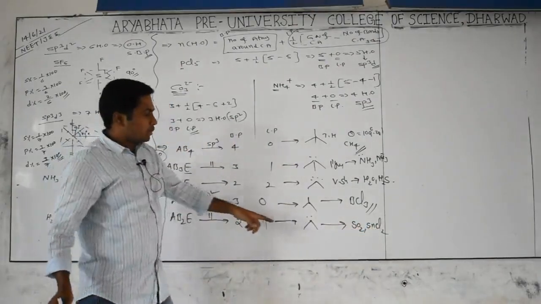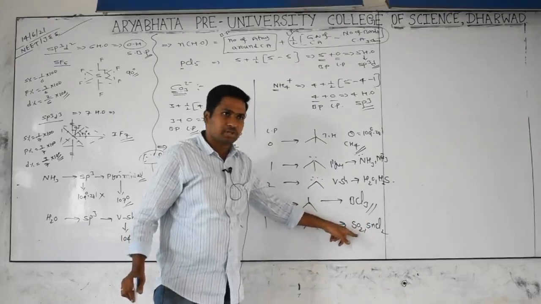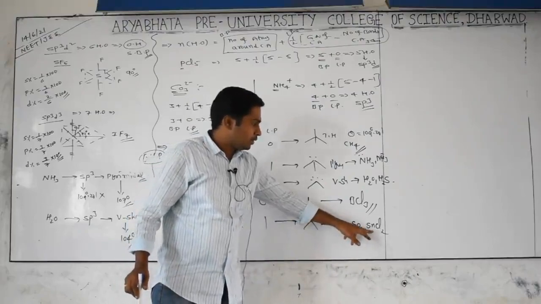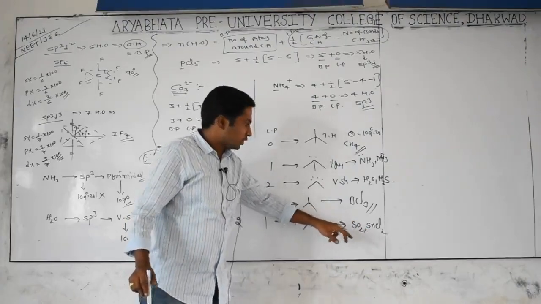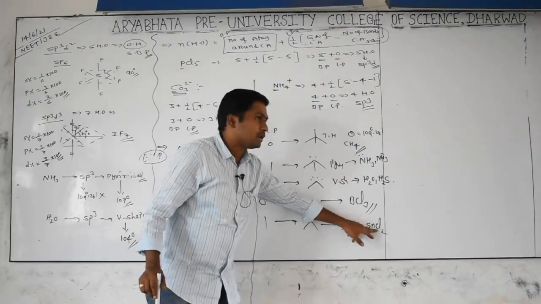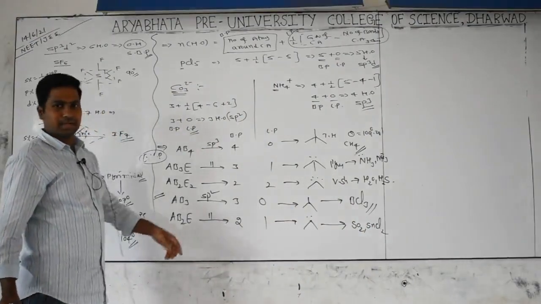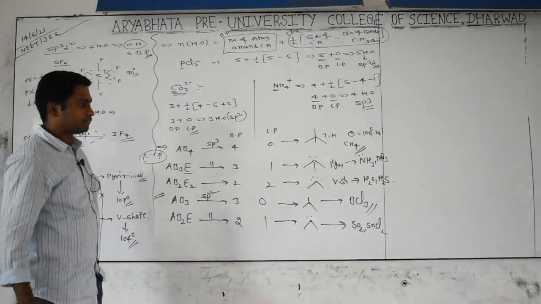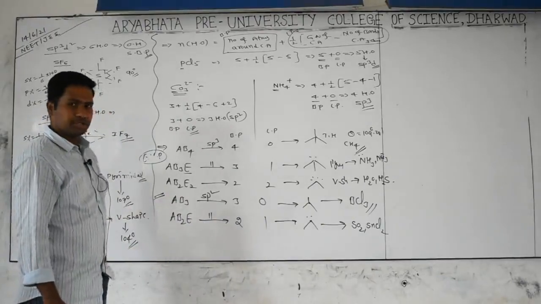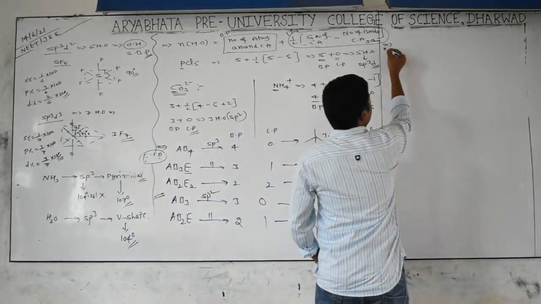You can check it: apply the formula, 2 plus 6 minus 4 by 2, which is nothing but 2 plus 1. Here we are getting 4 plus. Carbon is a 4th group element, 4 plus, you can apply it and you will get it. SO2 and SnCl2 come under this category, which is sp2 AB2E hybridization.